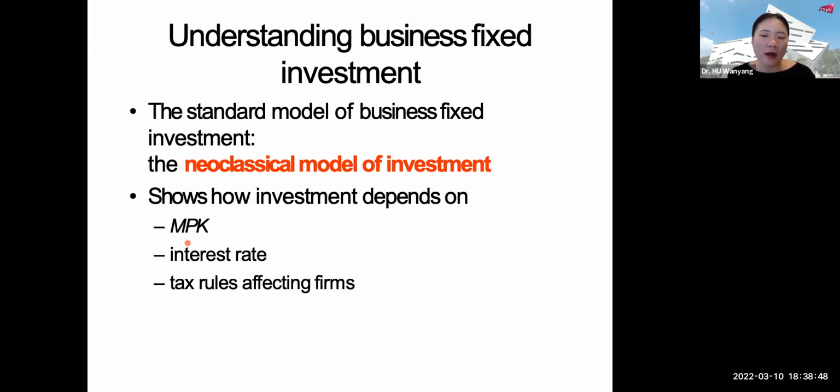So this is the marginal product of capital, and then we have the interest rate. This will affect the cost of money used in the investment. And then we have the tax rules. Tax rules will also affect investment decisions, that is, how the government will tax those investment returns. So these are the three factors that will affect the decision of investment.